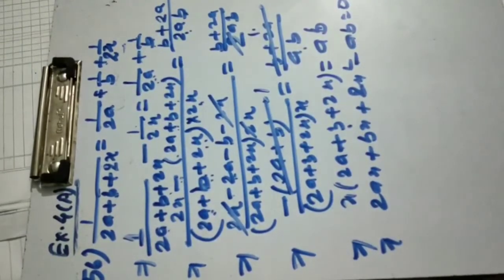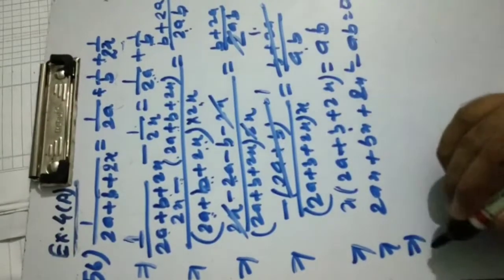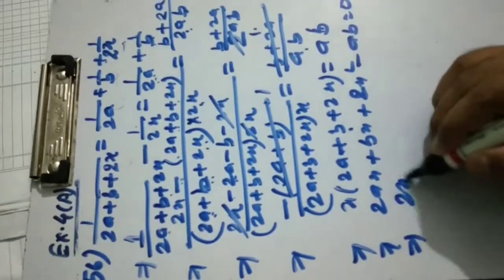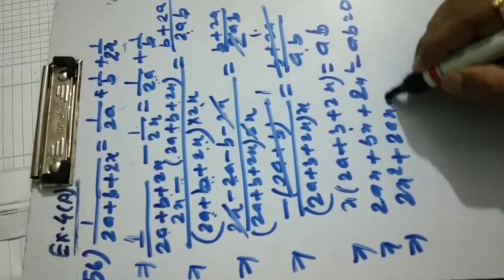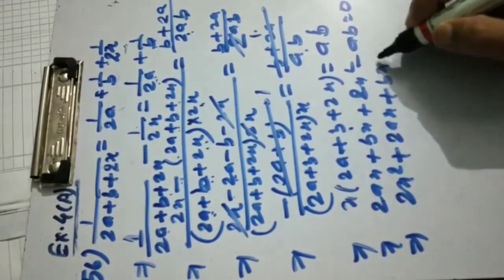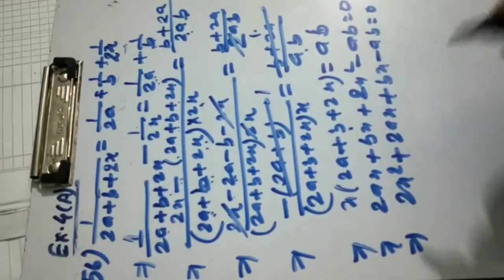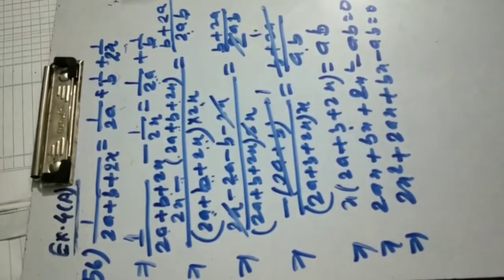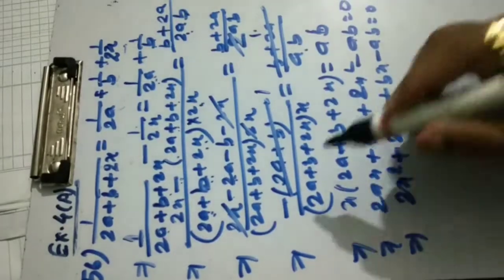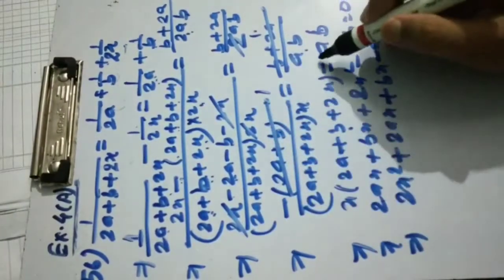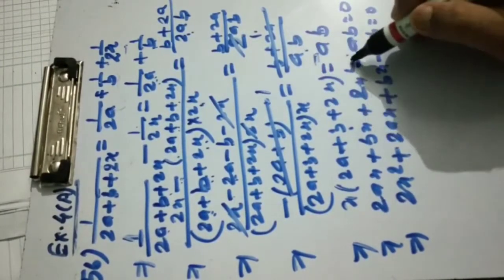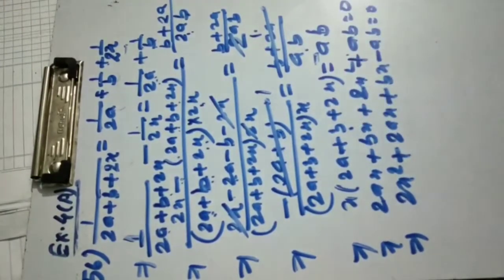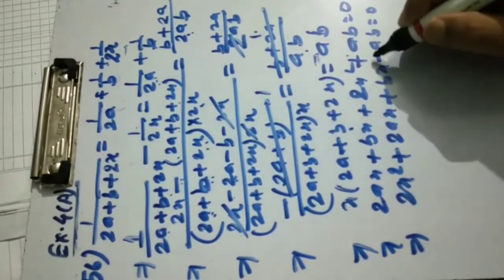Okay, then 2x square plus 2ax plus bx and minus ab will be equal to 0. Sorry, minus 1 is here, so it will be minus ab. Then minus when transferred to LHS, it will be plus ab. Okay, then here also will be plus.